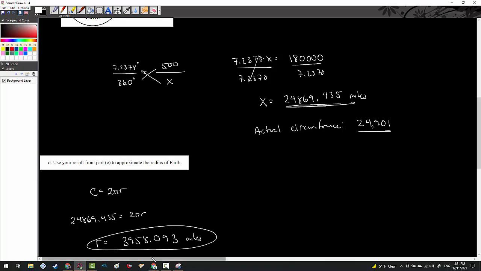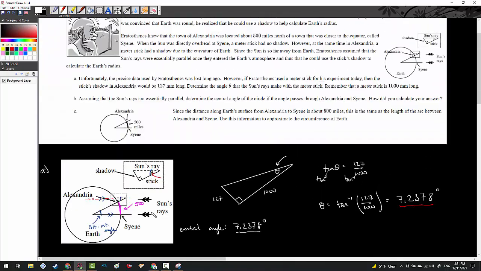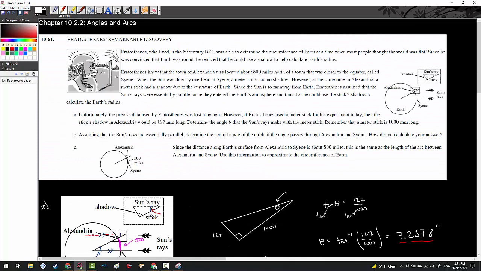So not bad, not bad. I like how we can use some pretty basic technology to find out the circumference of Earth and the radius of Earth. So, okay, this lesson actually is going somewhere. We're going to be talking about central angles and inscribed angles of circles. I will be back with the next problem. Give me a second, please.